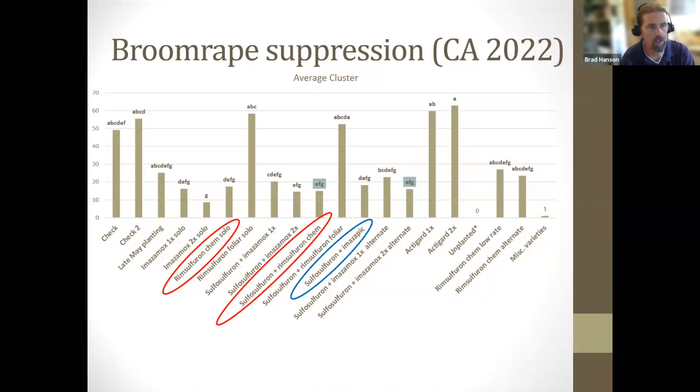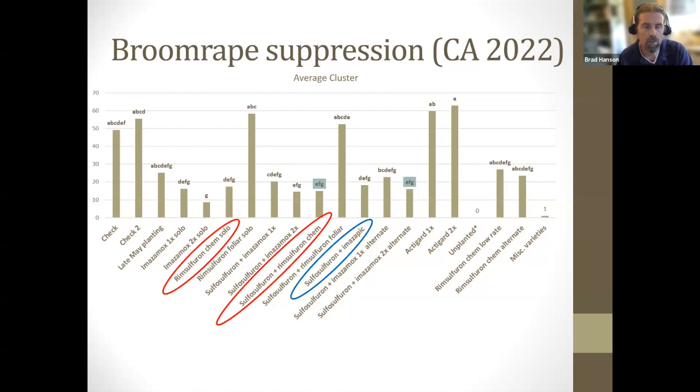So you can see in the non-treated, the checks on the right, and a couple of other treatments on the left, we're getting 50 or 60 broomrape clusters per 100-foot plot. I circled 3 of the treatments here. That's the rimsulfuron chemigation, rimsulfuron with sulfosulfuron PPI, and then the sulfosulfuron imazapic with the blue circles.